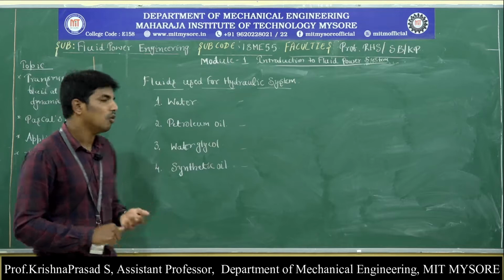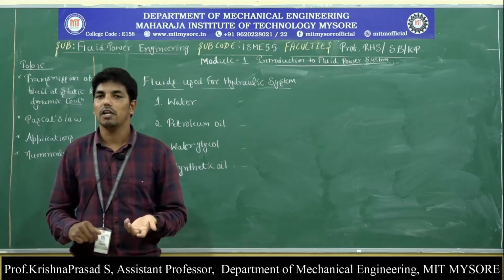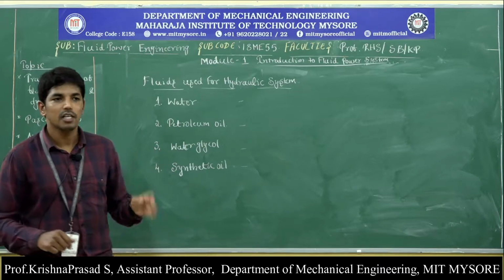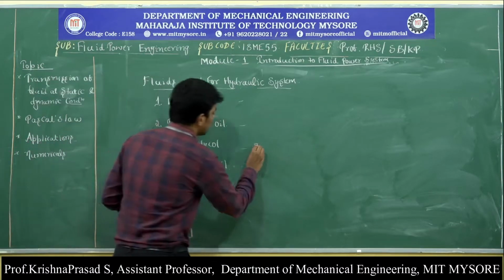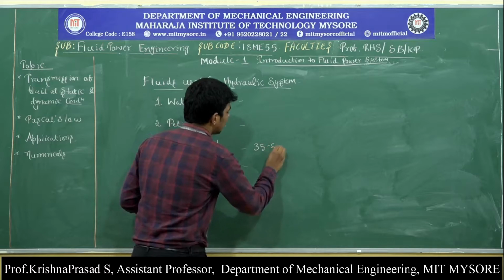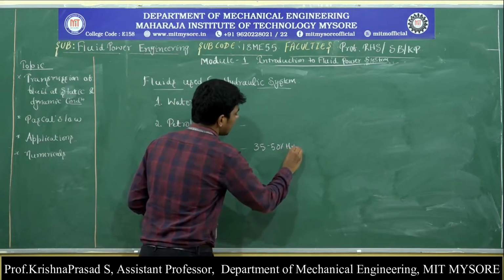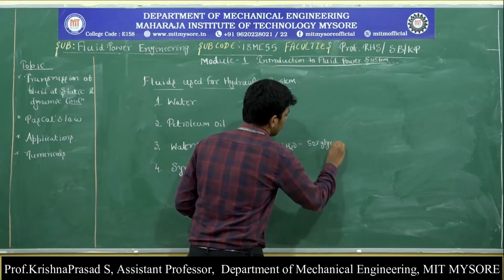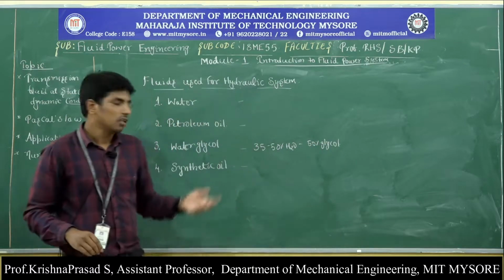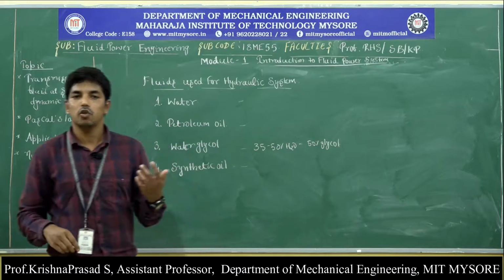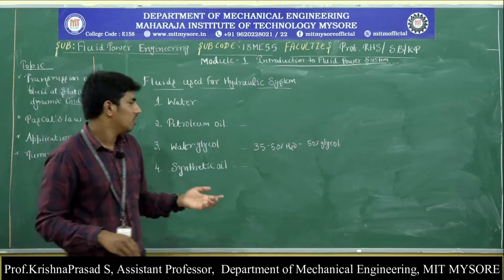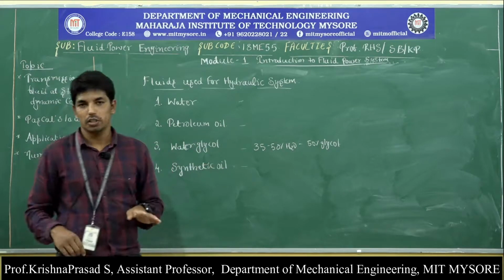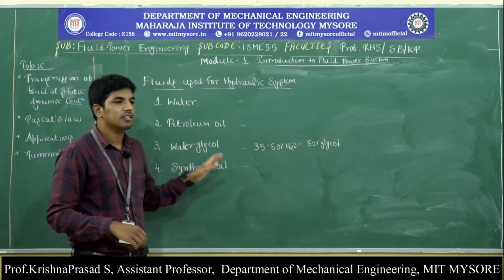The third one is water glycol. What is meant by water glycol? Water glycol is a non-flammable fluid. It contains 35 to 50% of water and 50% of glycol. This will prevent rust as well as provide good lubrication properties, and it also prevents corrosion. That's why water glycols are used.